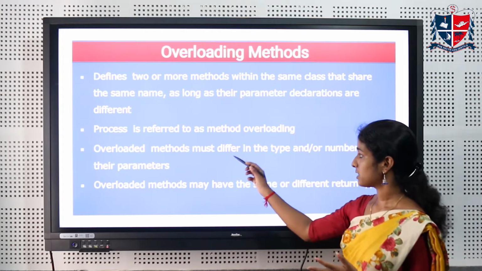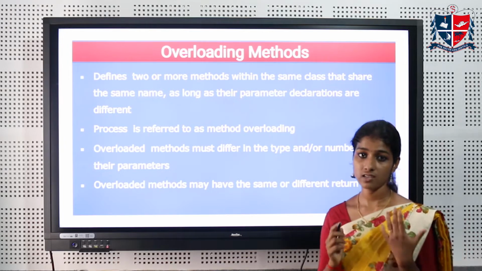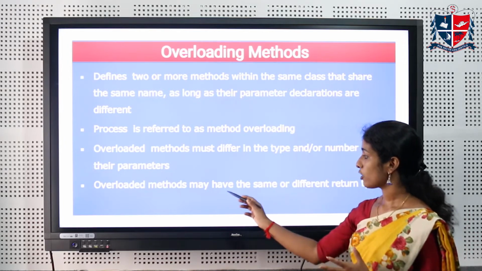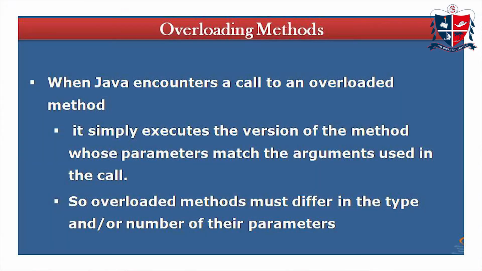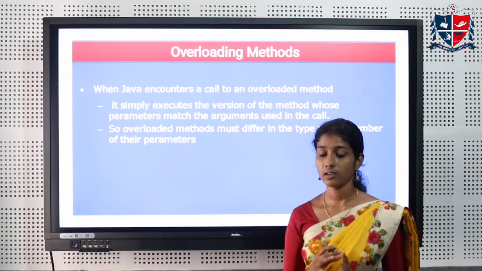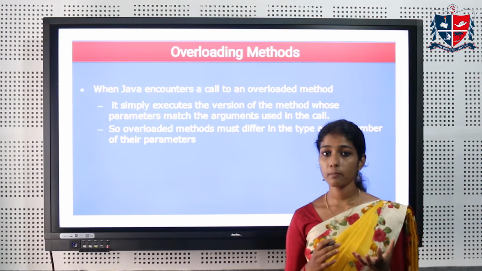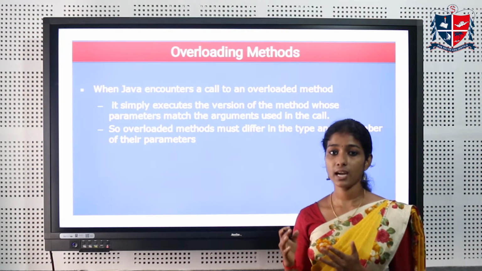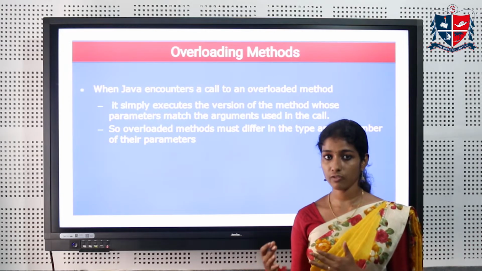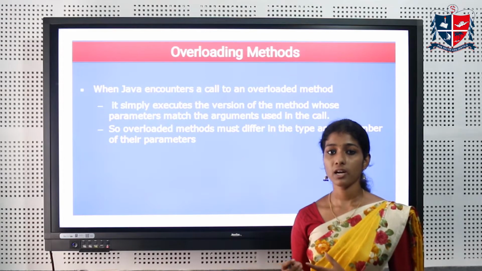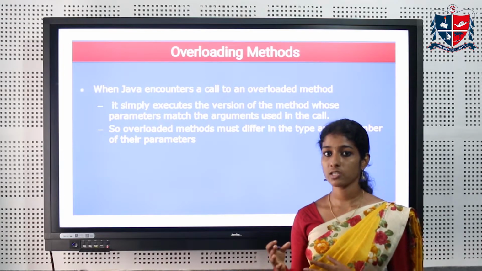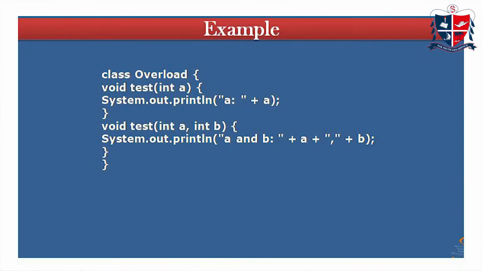And the overloaded methods must differ in the type and number of parameters, and the overloaded methods may have the same or different return types also. So when Java encounters a call to an overloaded method, it calls the corresponding method that satisfies the number and type of parameters in the function call. That is, the function which matches the particular number and type of parameters in the function call will get executed. So this is an example of method overloading.